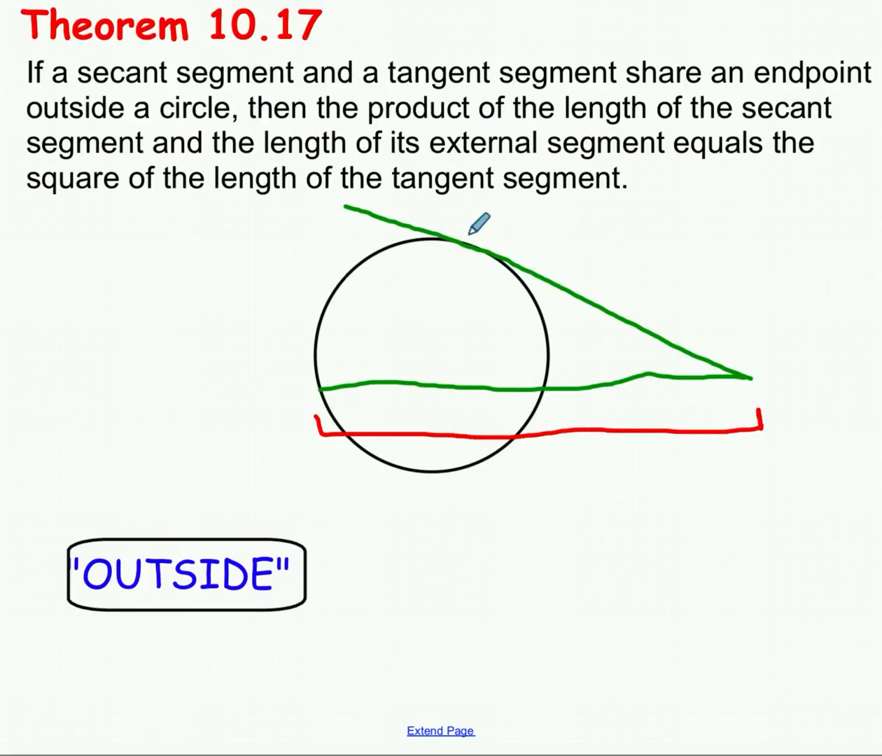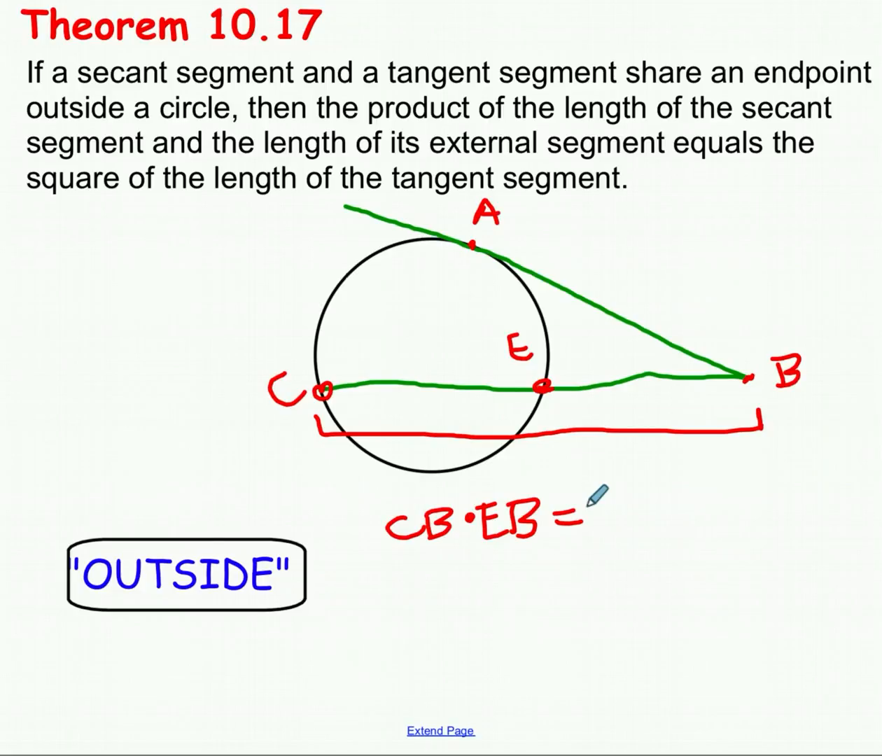So let's enumerate this. I'm going to call this point A, this point B, this point C, and this point, I'll call it E. So the product of the length of the secant segment, which is CB in this case because that's the secant, and its external segment, which is EB, so CB times EB, will equal the square of the length of the tangent segment. Okay?